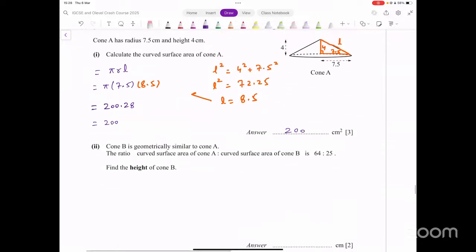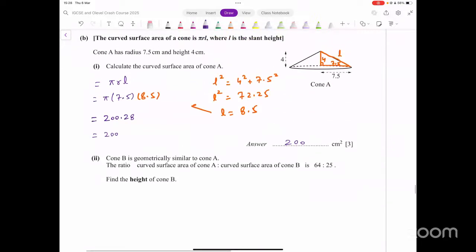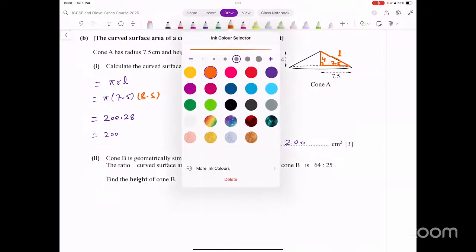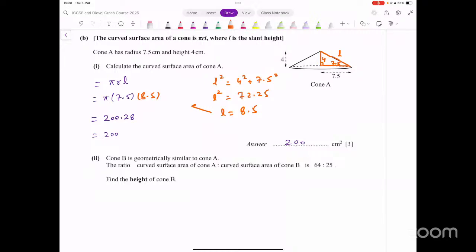Now it says cone B. There's some other cone B that is geometrically similar to cone A. So cone A and cone B, they are similar figures. The ratio of the curved surface area of cone A and curved surface area of cone B is 64 to 25. Find the height of cone B. Now, how do we think about this? They've given something about area. The surface area, its ratio is 64 to 25.